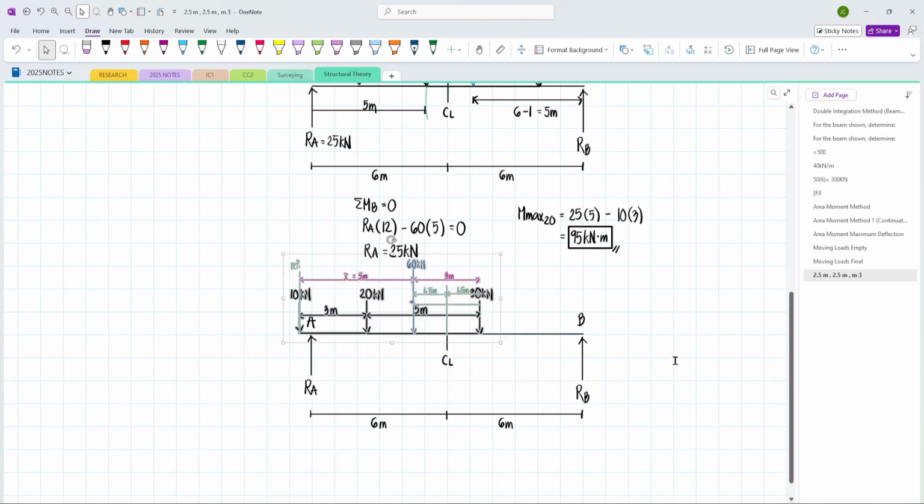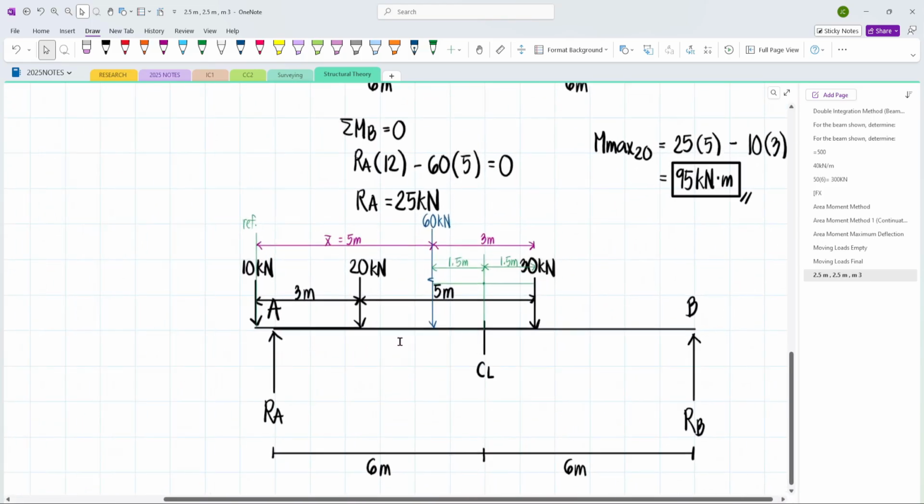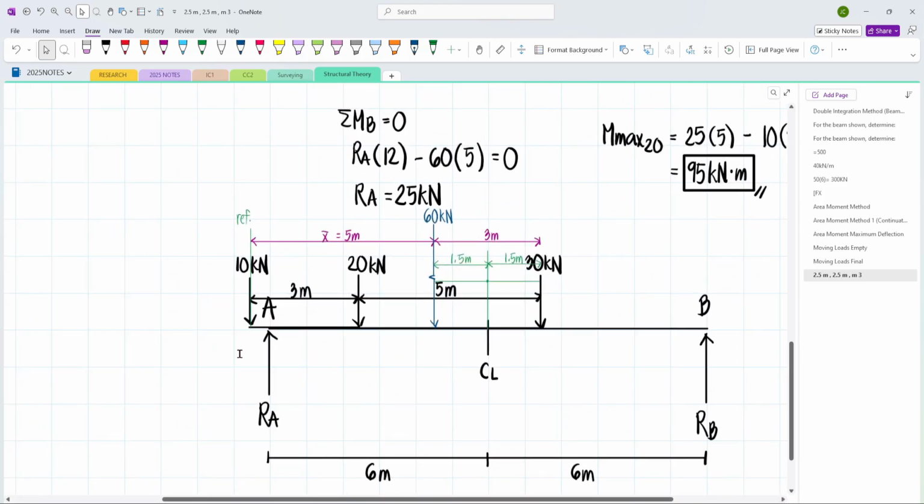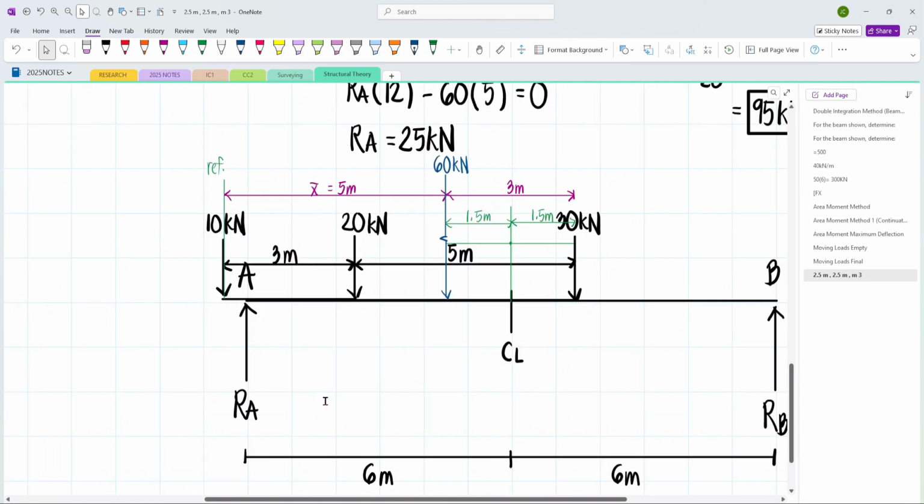Notice that since our figure is to scale, the 10 kN actually falls outside the span of the beam. The 10 kN is beyond point A. Now, to verify that distance, we will check this one. This is 5 meters, right, going to the 60 kN load. Then this one is 1.5 meters. 5 plus 1.5 is 6.5.